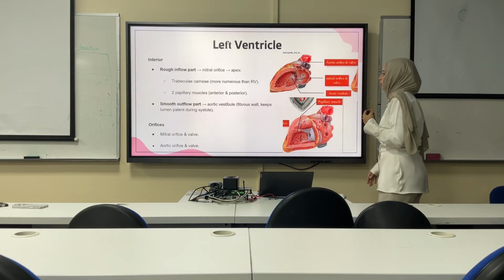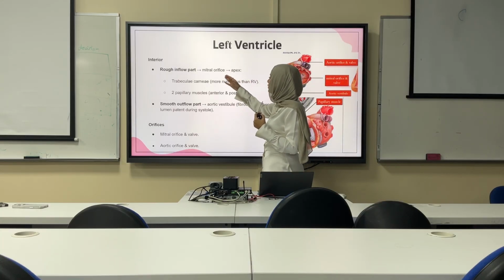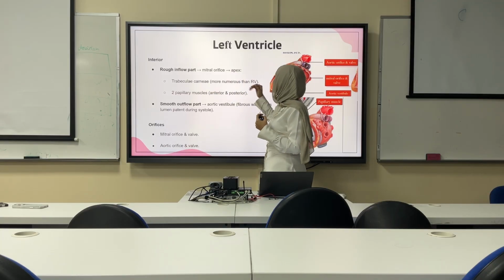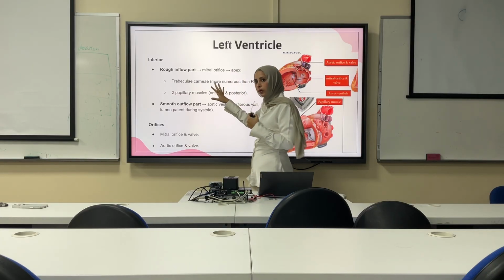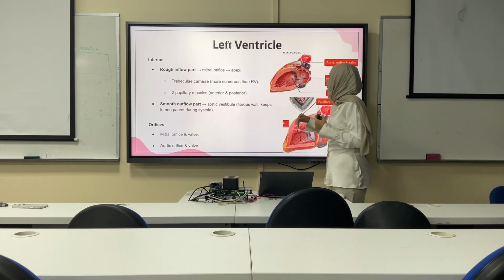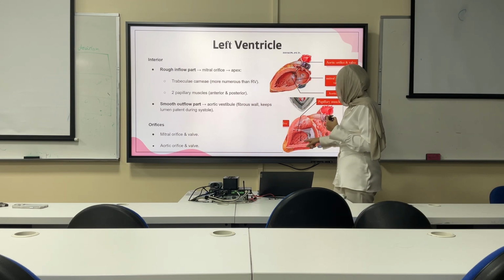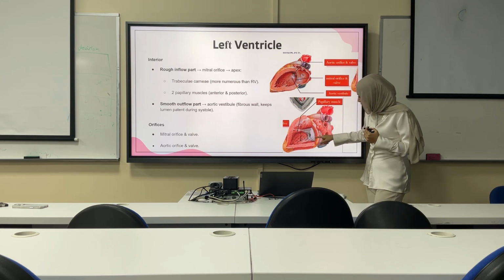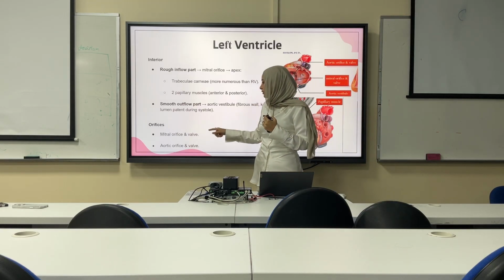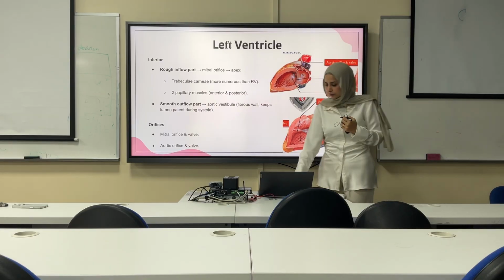Okay, now the interior. As I said, rough inflow part from the mitral orifice to the apex. Why is it rough? Because of the trabeculae carneae, which are more numerous than in the right ventricle. And then 2 papillary muscles, we have anterior and posterior. You can see here the papillary muscles, these ones. Okay, and then here, see papillary muscle, chordae tendineae, and then it attaches to the cusps of the valve. Now, orifices, we have mitral orifice and valve, aortic orifice and valve, we already know this.